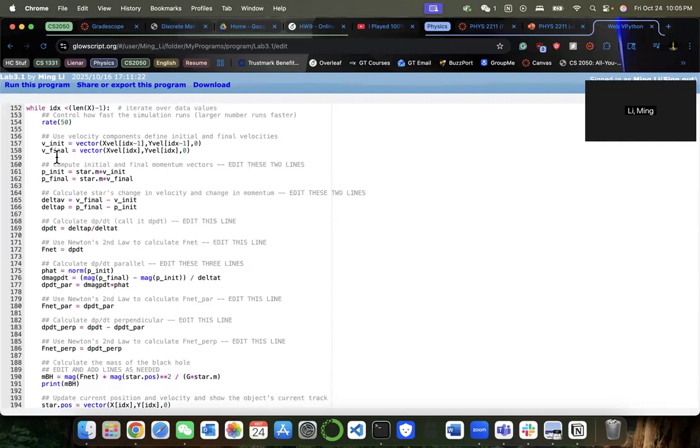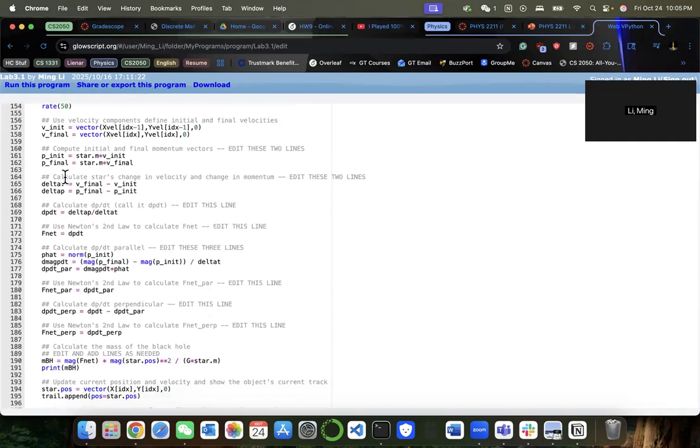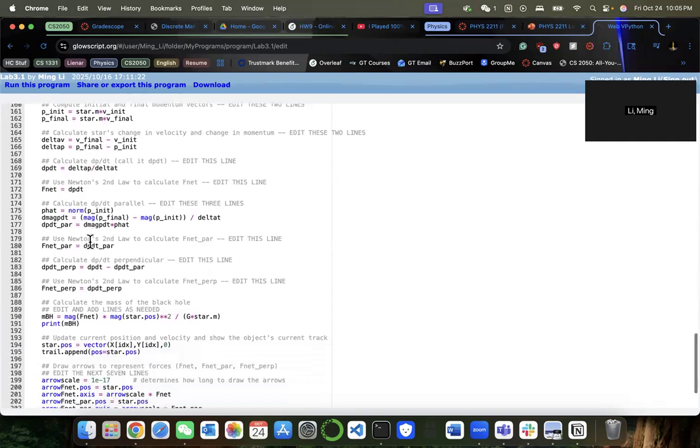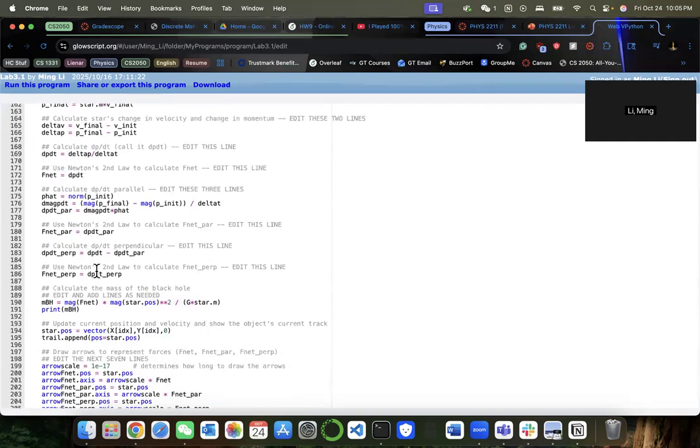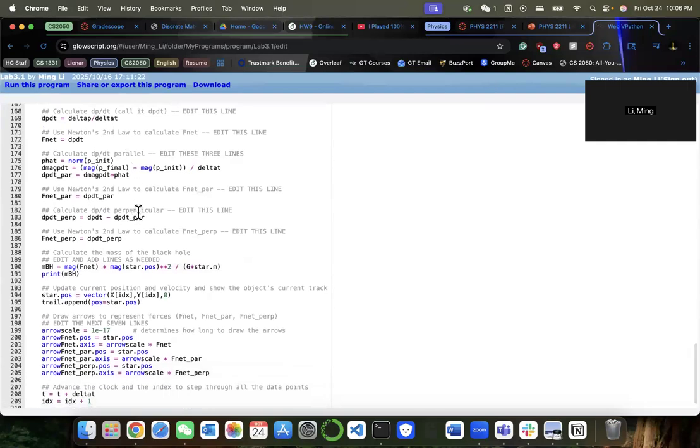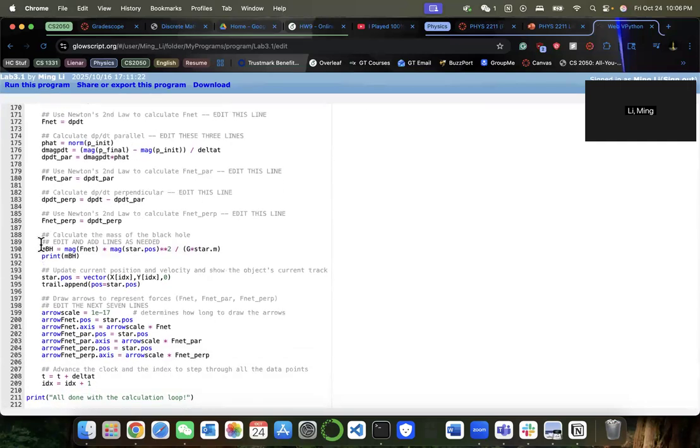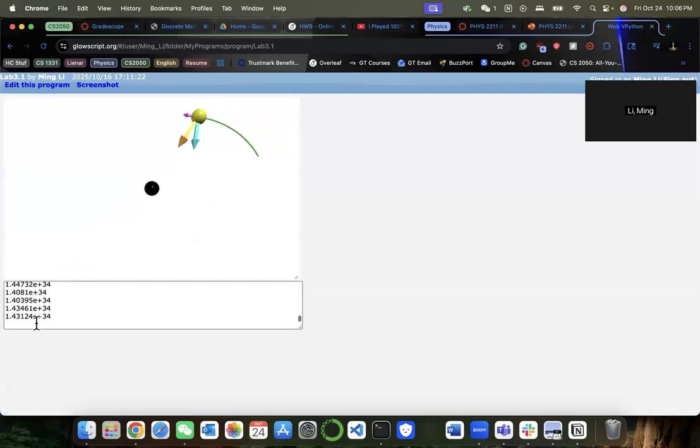Then these are the velocities, the final change in velocity. More or less, we just update the velocity and position for all of these, and then with that, we can calculate the mass of the black hole at every moment. So if we run our program, these are the masses of the black hole, and eventually it'll stop. All right, there we go. And what I did was I took all these values, put them in a spreadsheet and averaged them.